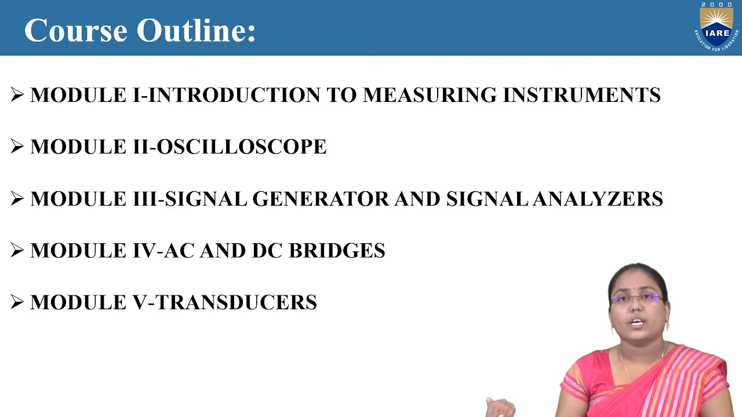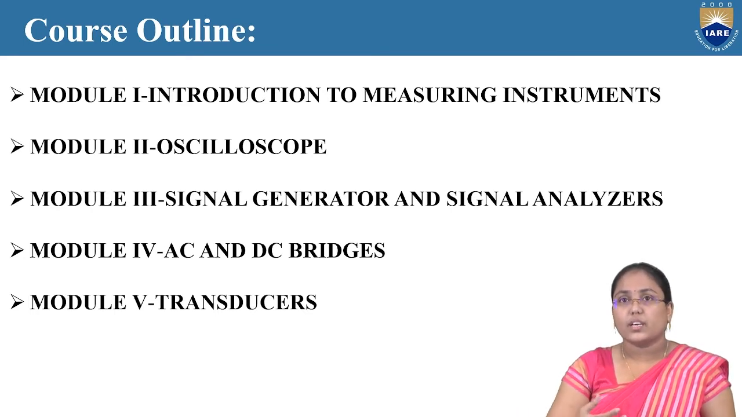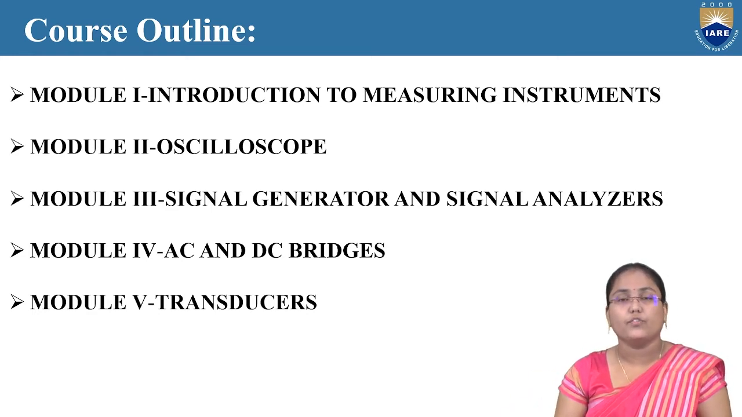Coming to the fourth module, we are going to discuss AC and DC bridges. These bridges are mostly used for finding unknown quantities. We'll be discussing the Wheatstone bridge, Wien bridge, Hay's bridge, and different types of bridges in the fourth module.